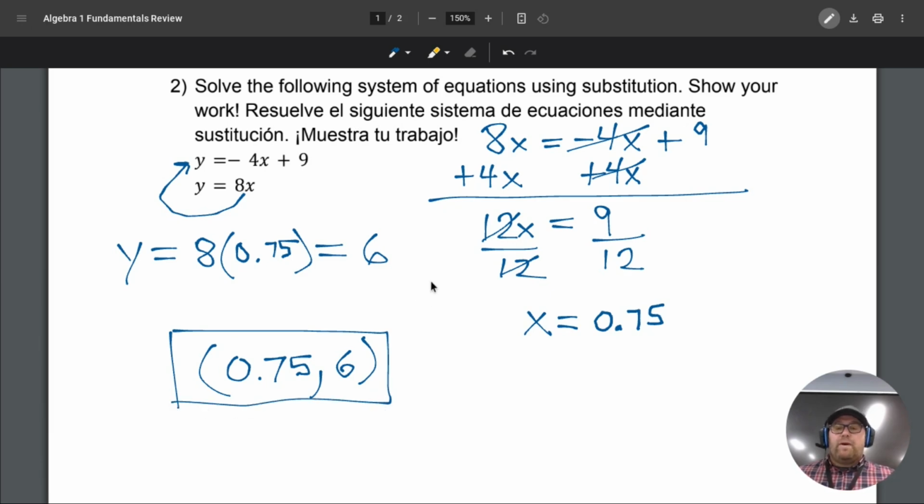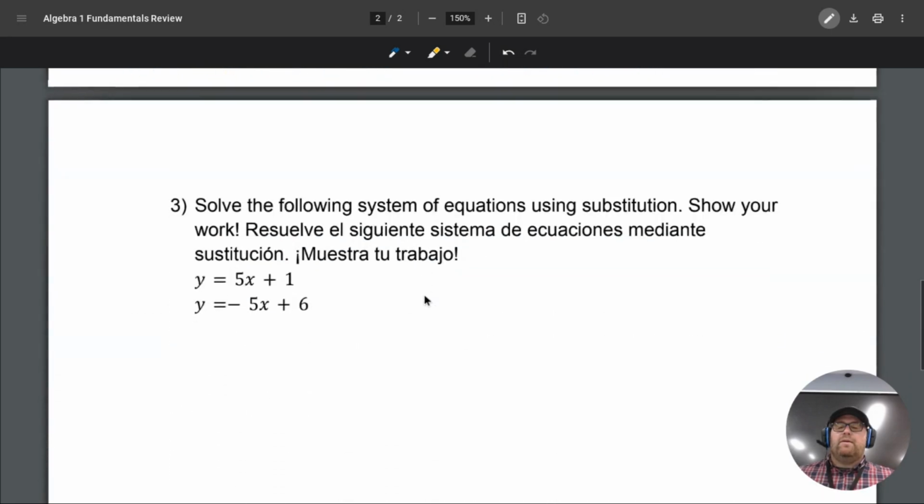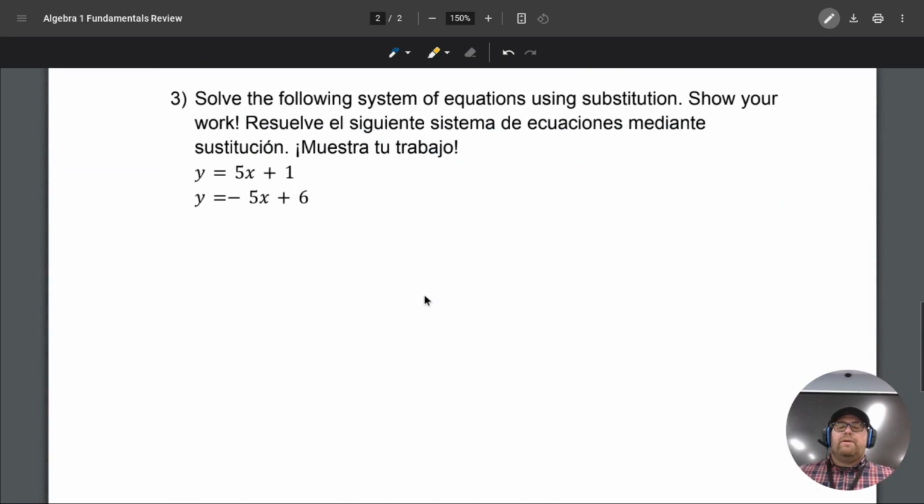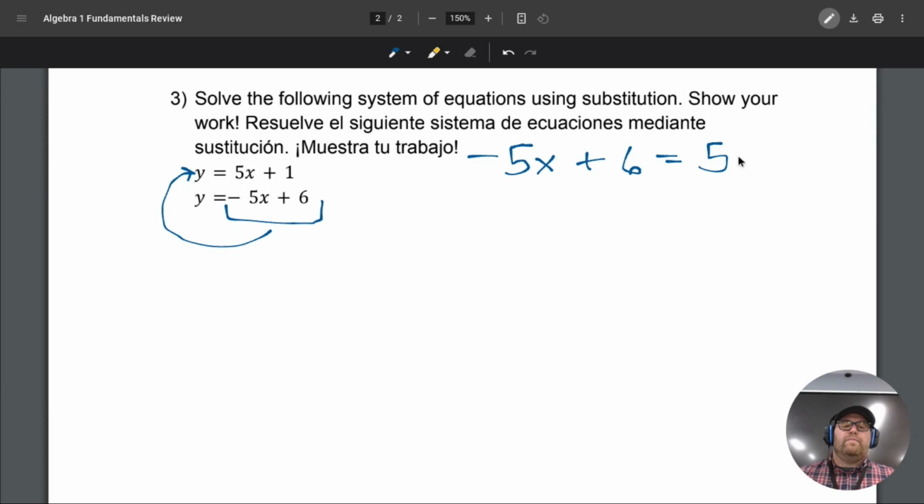Okay, let's move to problem 3. We're solving the following system of equations using substitution. We've got y equals 5x plus 1 and y equals negative 5x plus 6. I'm going to put this in for y, so I'm going to rewrite the top equation into negative 5x plus 6 is equal to 5x plus 1.